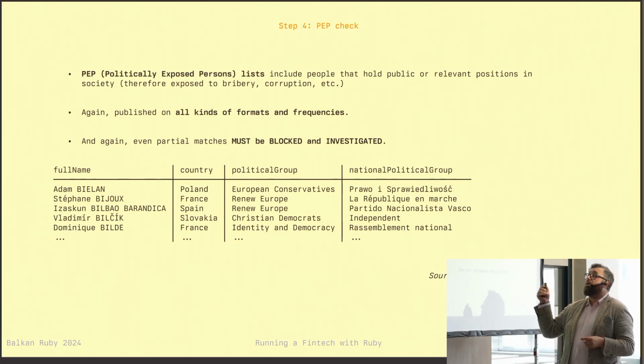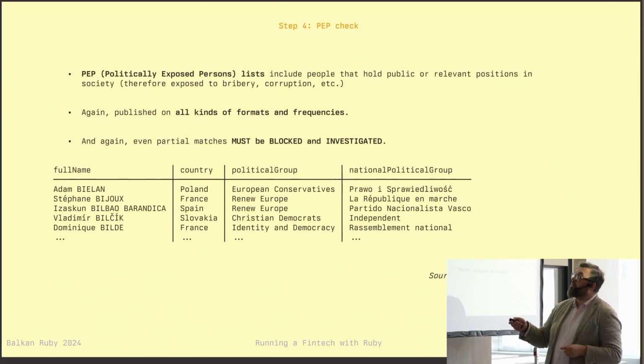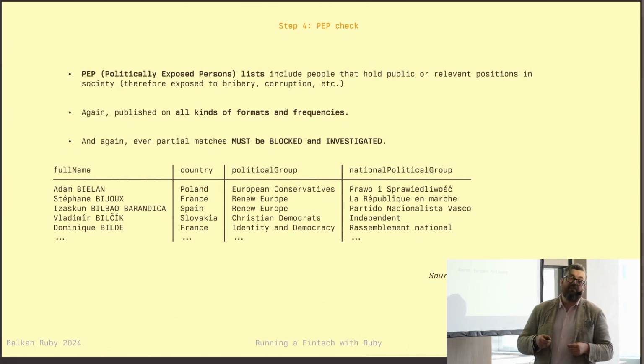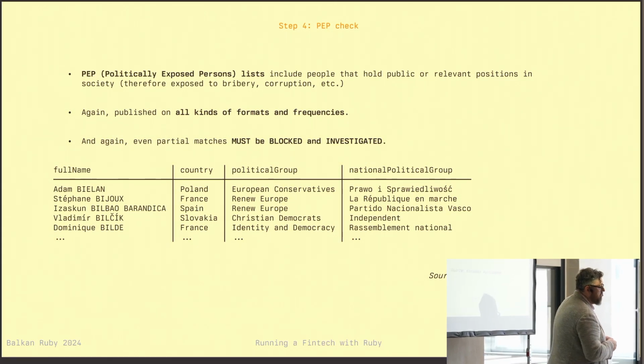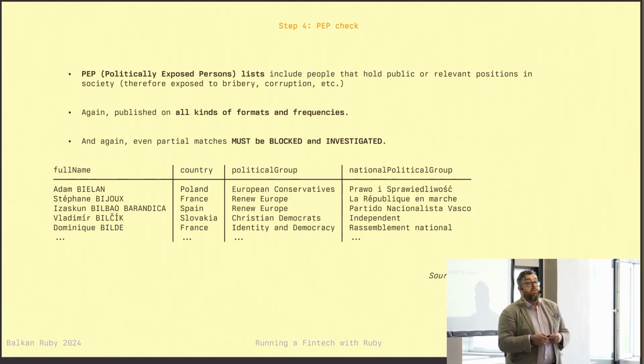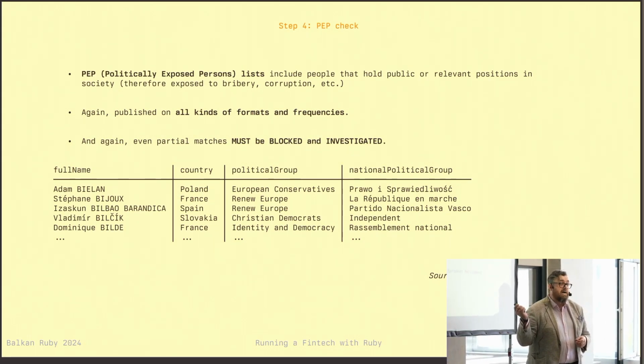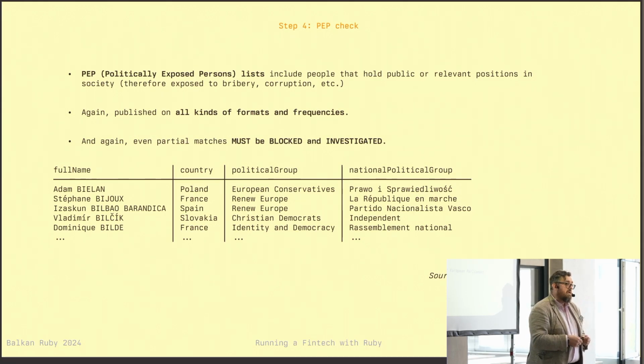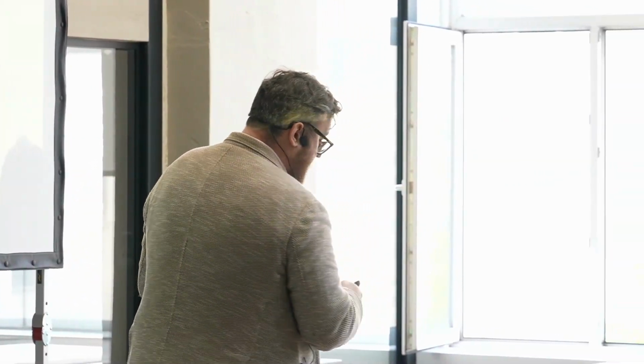And again, if I find that someone is sending money to Izaskun Bilbao Bandarica or Adam Bielan, I'm required by law to block the payment and investigate why. The reason in this case is not crime; it's because you could be trying to bribe a public representative, or trying to corrupt them, or trying to do something fishy with a government. So again, that's another step we have to do before we even start the transfer. All this should happen in a few seconds at the very beginning of the process.